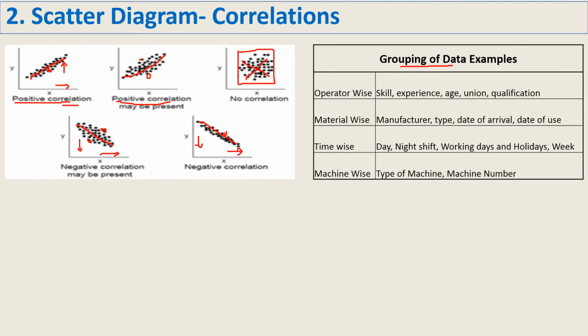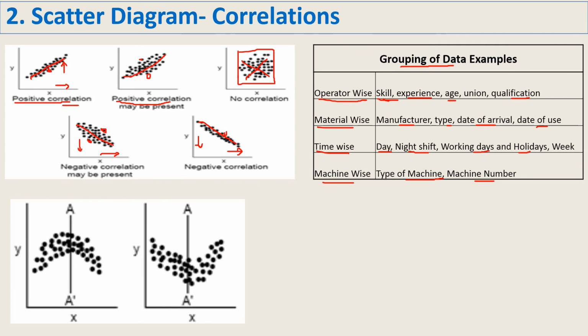Secondly, grouping of data, for example. There is some grouping. We can say operator wise, material wise, time wise, machine wise. Operator wise, like operator skill, operator experience, operator age, operator qualifications, etc. Material wise, like manufacturer, type of manufacturer, date of arrival, date of use. Time wise, like day shift, night shift, working days or holidays, weekly, etc. Machine wise, like type of machine, machine number. We can group the scatter diagram in this way, like x-axis might be skill of operator versus experience of operator on the y-axis. This way we can draw the scatter diagram.